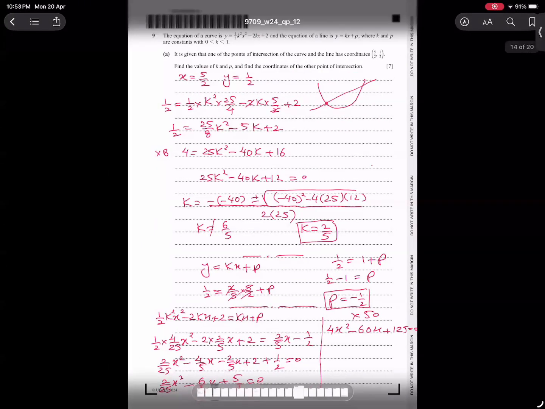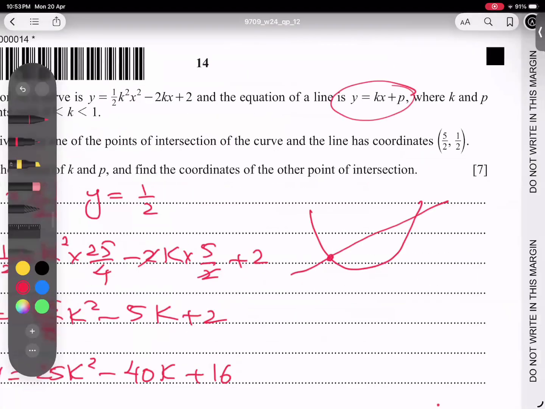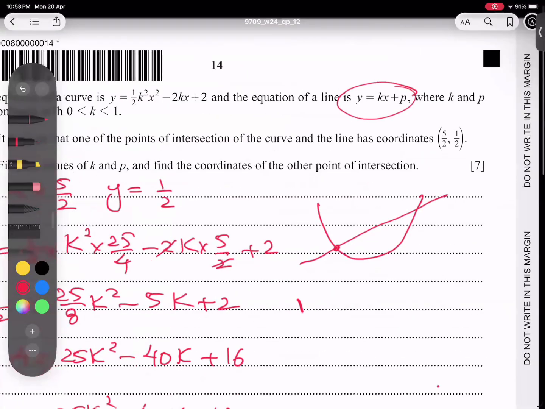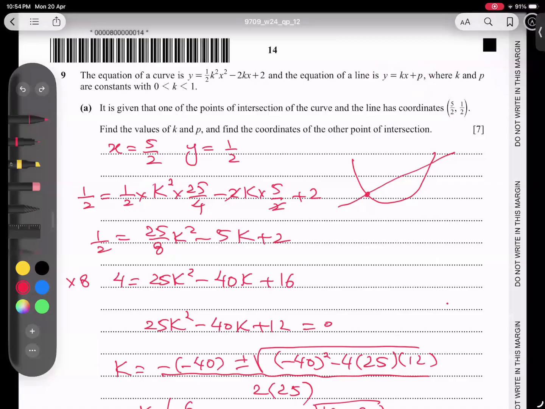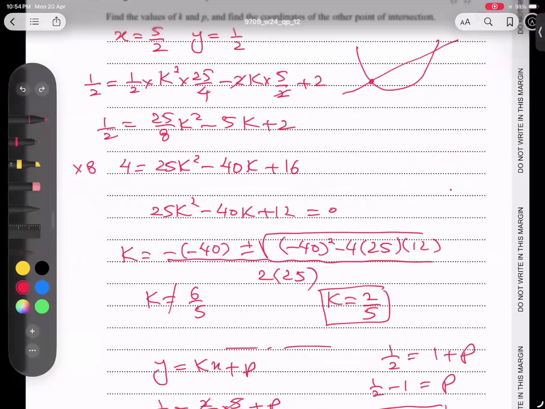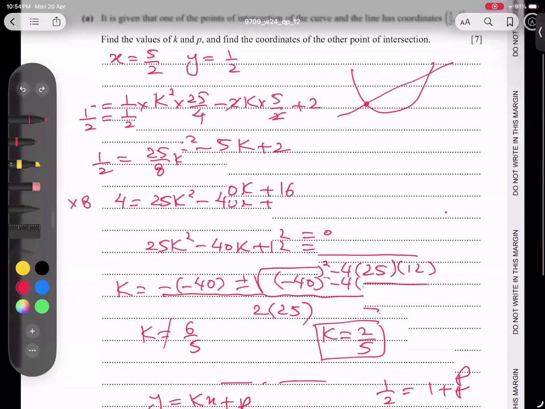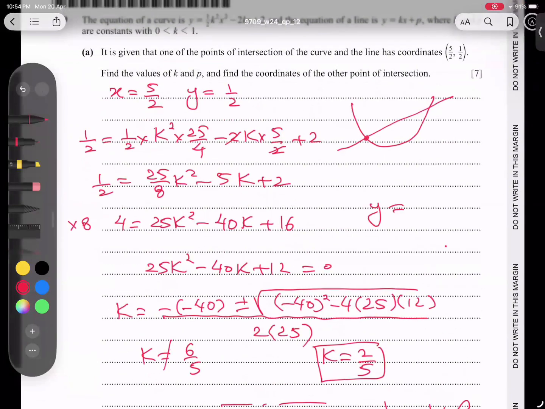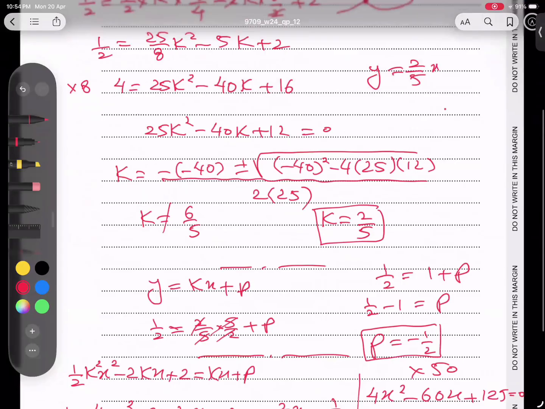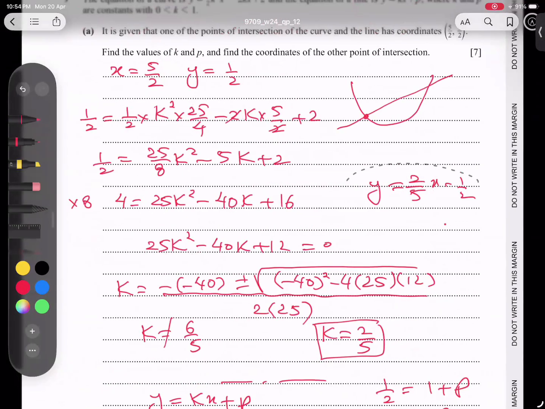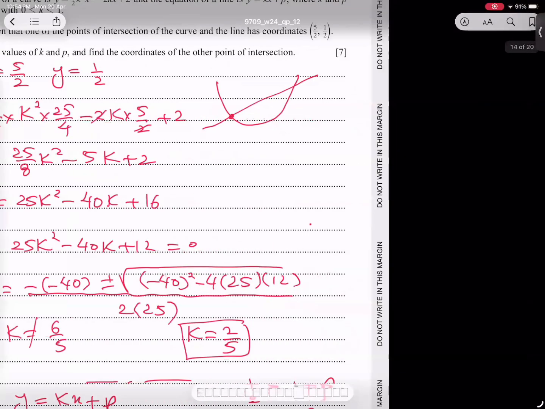So y is equal to, what is the equation of the line we have? y is equal to kx plus p. So y is equal to 2 over 5 times x, and the p value is negative half. So I'm going to use this equation, cut it from here, and paste it here.